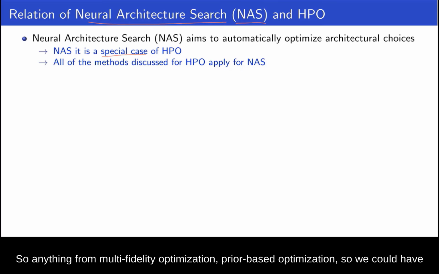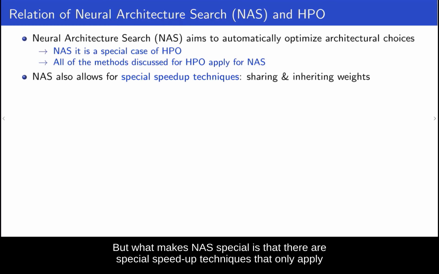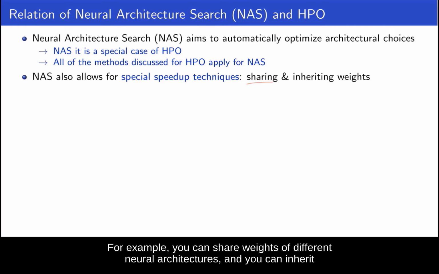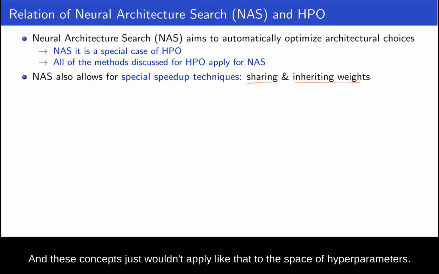So anything from multi-fidelity optimization to prior-based optimization, so we could have priors over neural architectures. We could do transfer learning across neural architectures, etc. But what makes NAS special is that there are special speedup techniques that only apply to architectural hyperparameters. So for example, you can share weights of different neural architectures, and you can inherit weights from one neural architecture to another one. And these concepts just wouldn't apply like that to the space of hyperparameters.